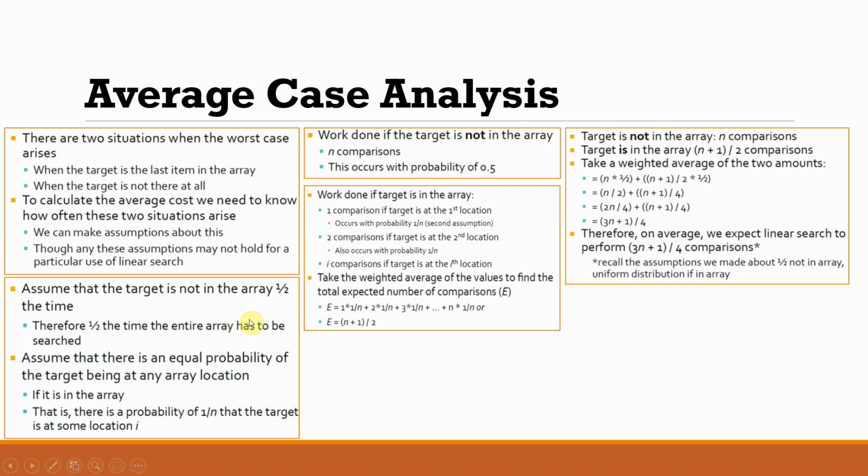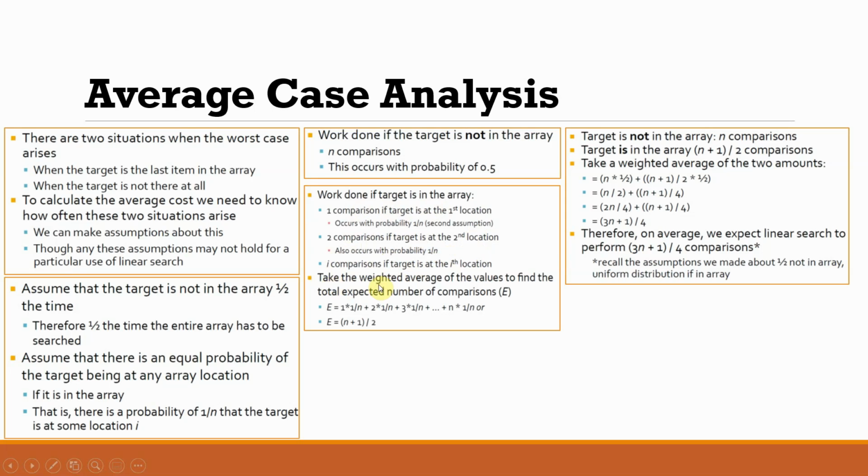If the target is not in the array, we have to do n comparisons. Based on our assumption, this happens with a probability of 0.5. If the target is in the array, we might need to do one comparison if the target is at the first location. What's the probability of this? It's going to be 1 over n. We might need to do two comparisons if the target is at the second location. What's the probability of that? It's going to be 1 over n. And the same thing applies to any other location, any other element.